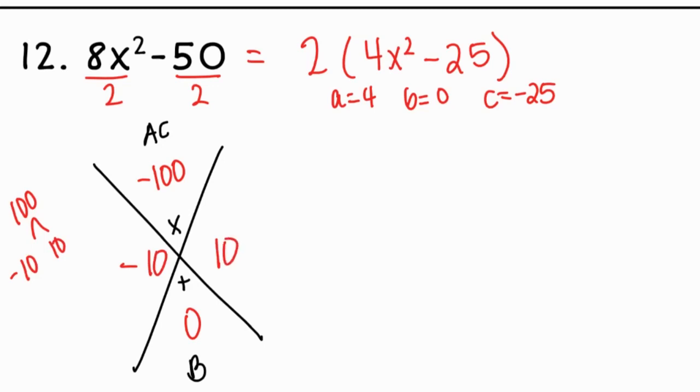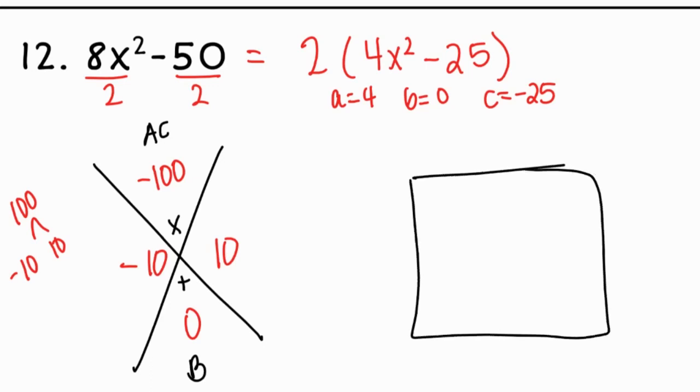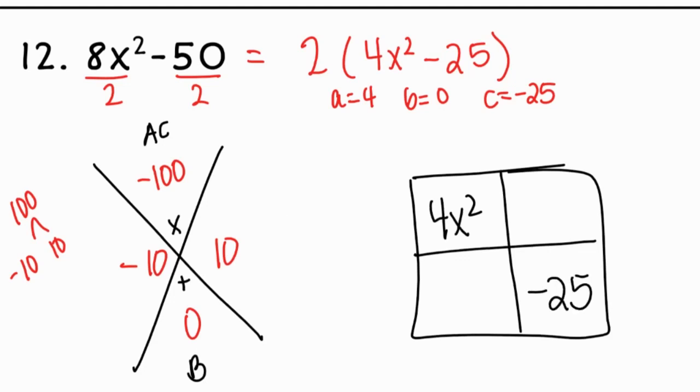Okay, so let's go ahead and create our box. In our first square, we're always going to put our first term, our ax squared term, which in this case is 4x squared. Use the one that you simplified. Okay, don't use the one in the very beginning. And then our c term is going to go here. So in this case, we get negative 25. In our diagonals, we're going to have negative 10x and positive 10x because those are our factor pairs that we found over here.